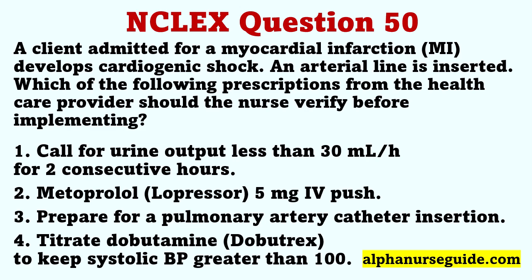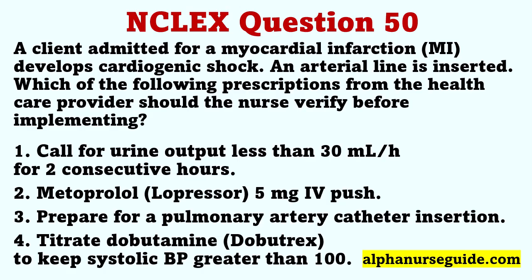A client admitted for a myocardial infarction develops cardiogenic shock. An arterial line is inserted. Which of the following prescriptions from the healthcare provider should the nurse verify before implementing? 1. Call for urine output less than 30 milliliters per hour for 2 consecutive hours. 2. Metoprolol 5 mg IV push. 3. Prepare for a pulmonary artery catheter insertion. 4. Titrate dobutamine to keep systolic BP greater than 100.